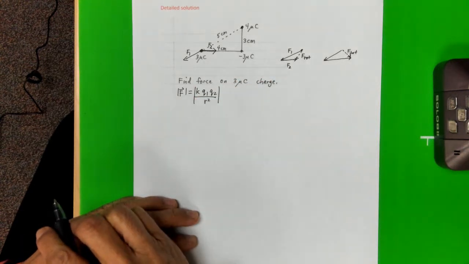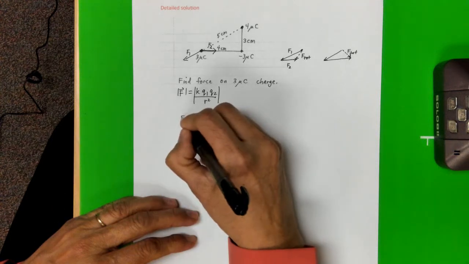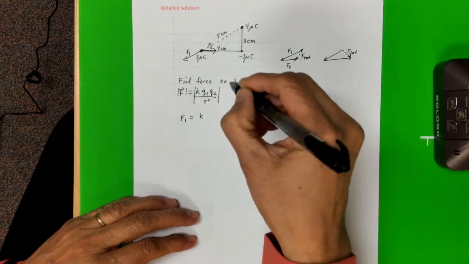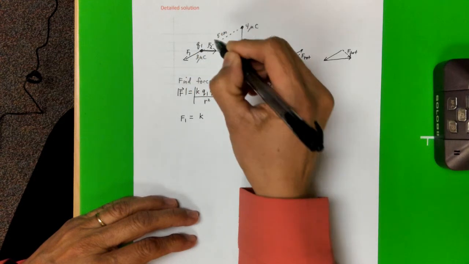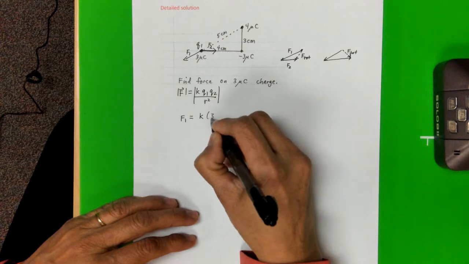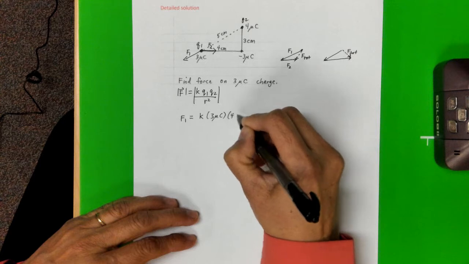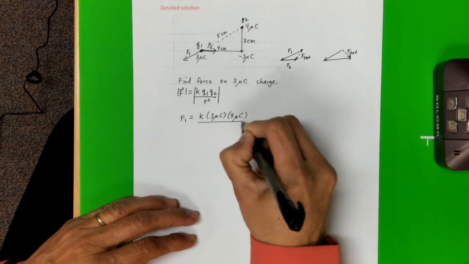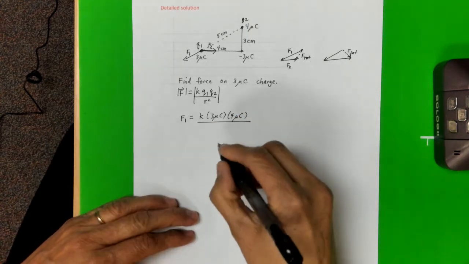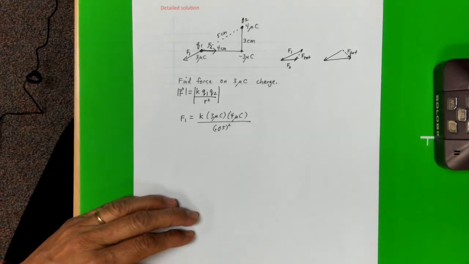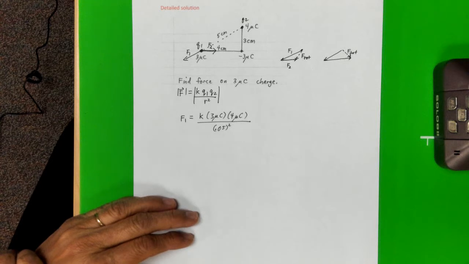And so let's do the F1 first. So it's going to equal K, Q1, I'm going to call Q1 the 3 microcoulomb charge, and Q2 the 4 microcoulomb charge, divided by the distance between them squared. Don't forget to convert to meters, and you get that. You don't have to plug in the numbers just yet. Sometimes if you wait, you'll see better what's going to happen.